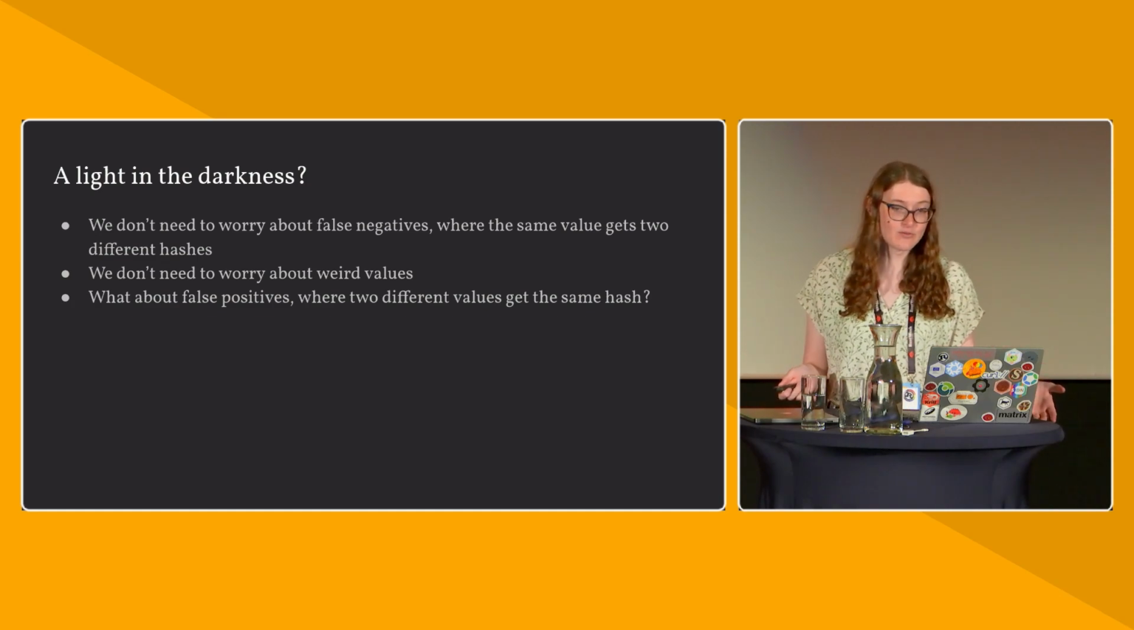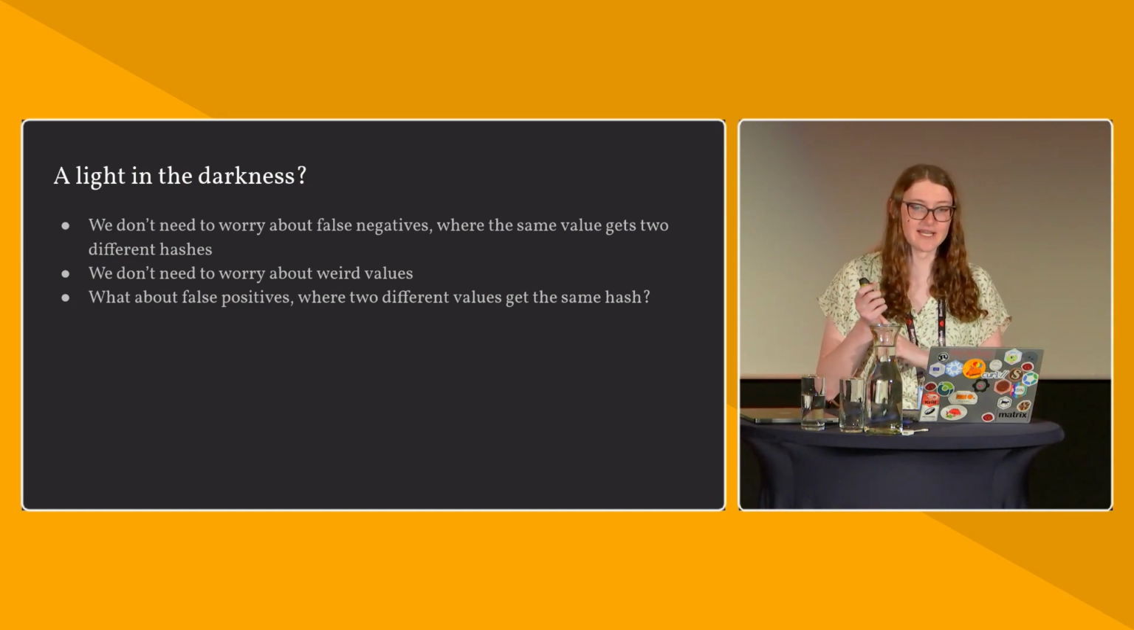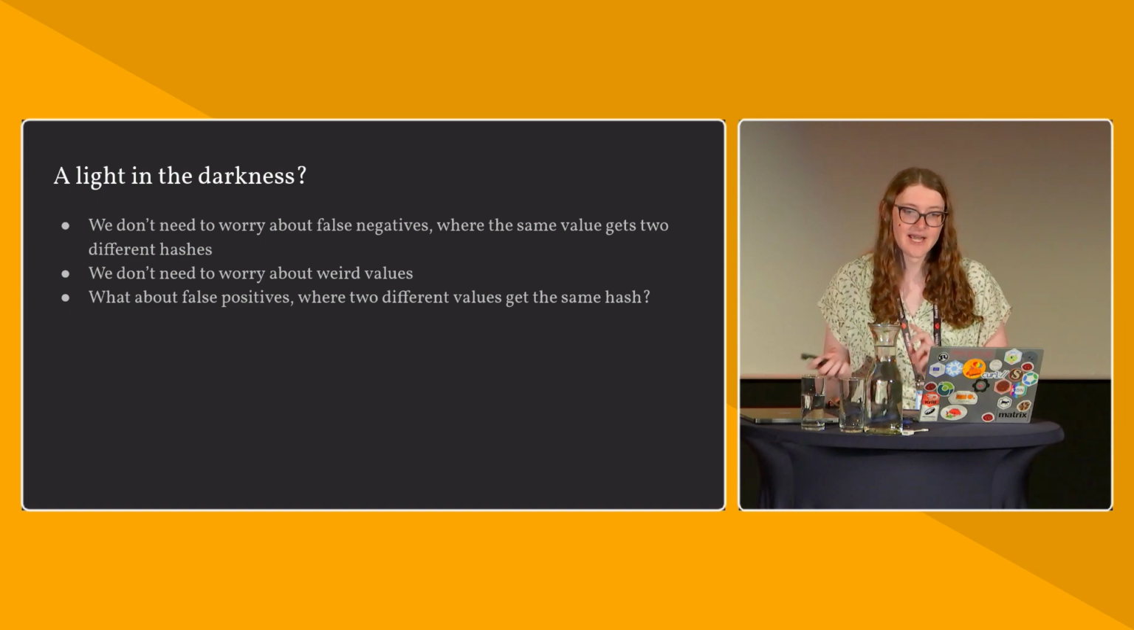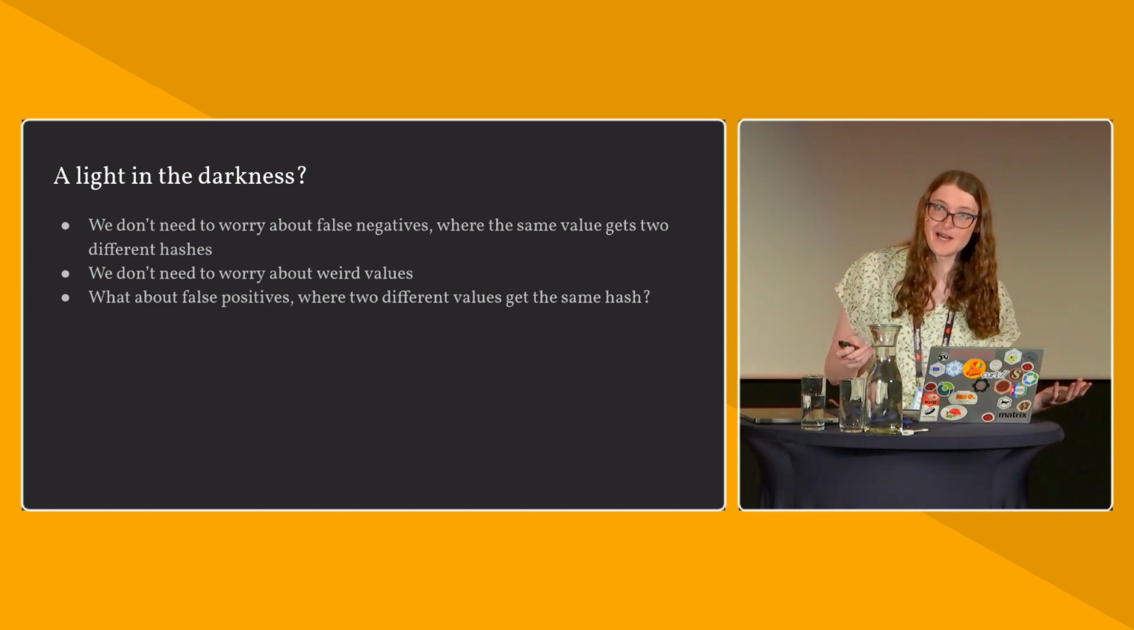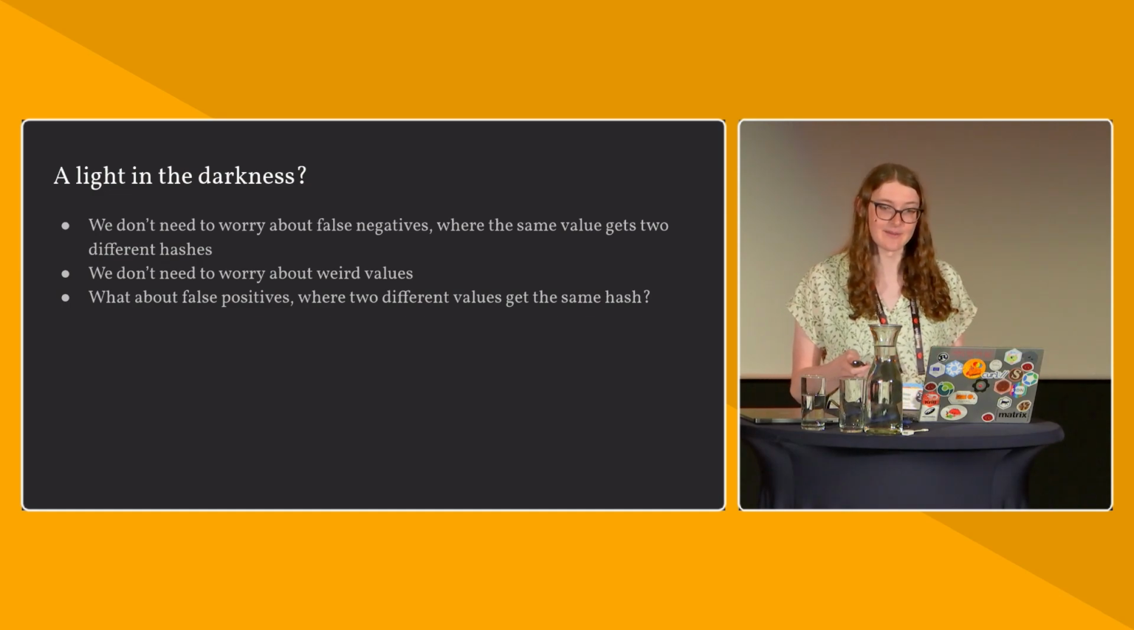So, maybe there's a way. We don't need to worry about the false negatives, where the same value gets two different hashes, and we don't really need to worry about the weird values either. So what about false positives, where two different values end up getting the same hash?